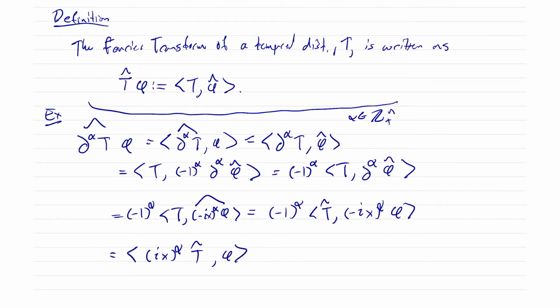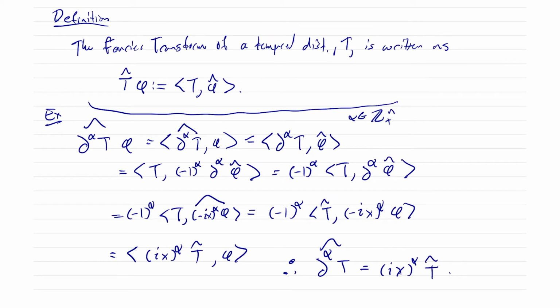We get (-1)^alpha of T hat of (-ix)^alpha phi, and we can take the (-1)^alpha outside and cancel this altogether, and what we're left with is (ix)^alpha times T hat against phi, right? And so therefore we get this property: the Fourier transform of the derivative of T is equal to (ix)^alpha times T hat, right?